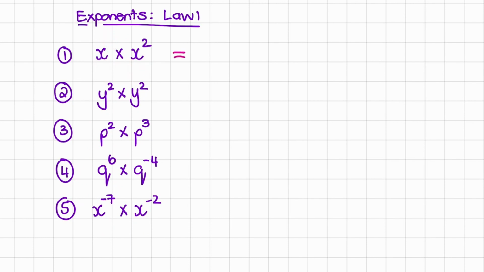So in our first example, we have x times x squared. So that becomes x to the power of 1 plus 2, and it simplifies to x to the power of 3. So when there isn't an exponent of 1, or when x stands alone, then we can assume that that exponent is 1. Next, we have y squared times y squared. So it becomes y to the power of 2 plus 2, and that is y to the power of 4.